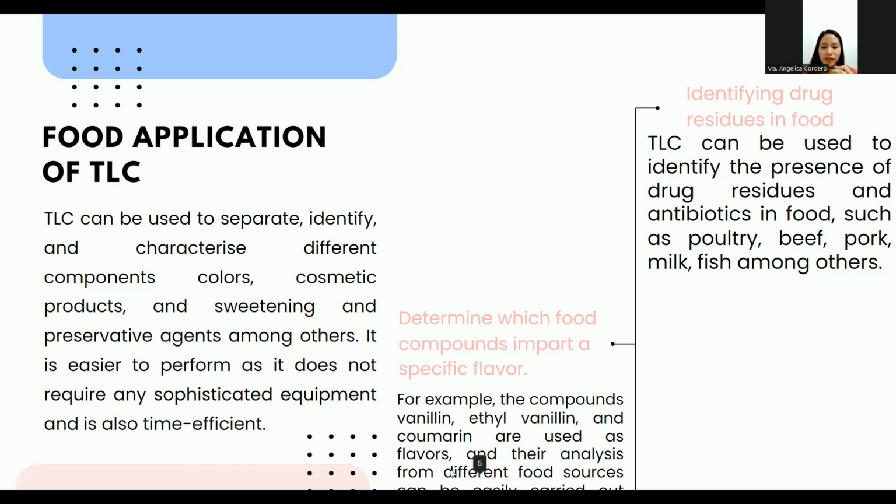Then identifying drug residues in food. TLC can be used to identify the presence of drug residues and antibiotics in food such as poultry, beef, pork, milk, fish, among others. So yung TLC, pwede din siyang sa mga food manufacturing companies na pagka mag-check sila ng nutritional values ng isang food. Pwede din siya sa pag-aano ng beverage, yung pag-aano ng content nun, yung sa mga alcohol content, madedetect yun ni TLC.